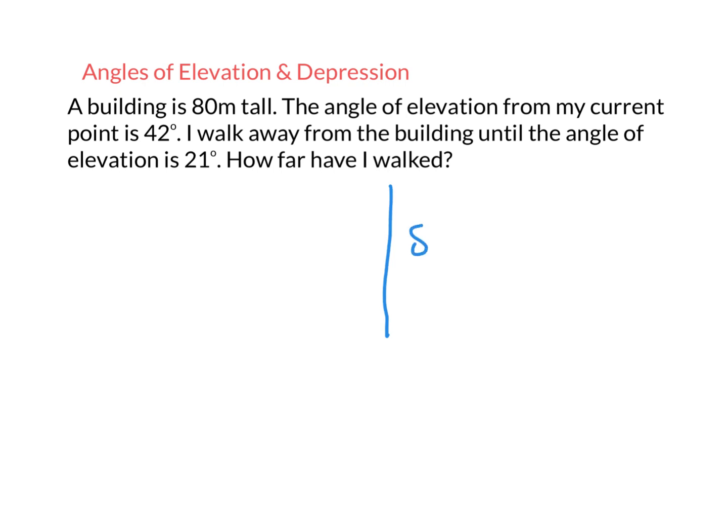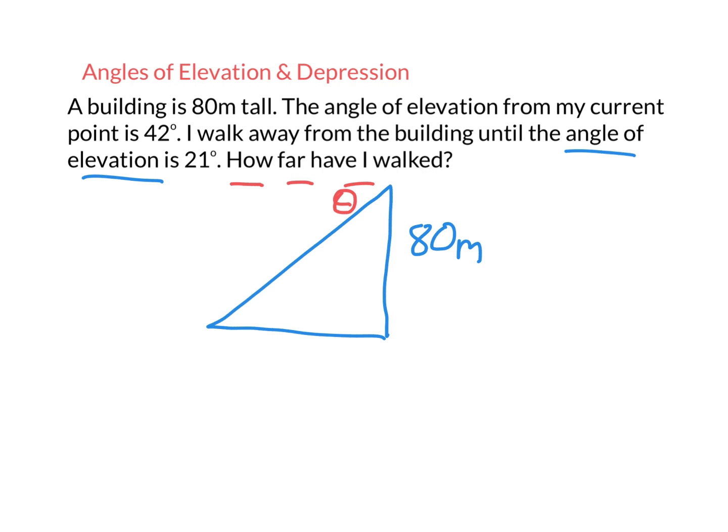This represents a building which is 80 meters tall. And we're over here somewhere so that the angle of elevation is 42 degrees. Now, angle of elevation means the angle looking up, and angle of depression is the angle looking down. They are always equal in size. So here I've called them both theta because they will have the same value.